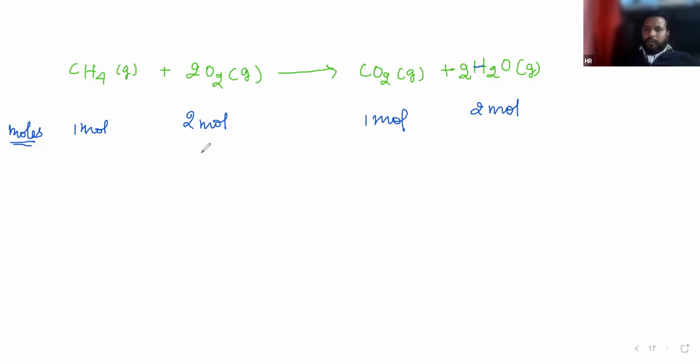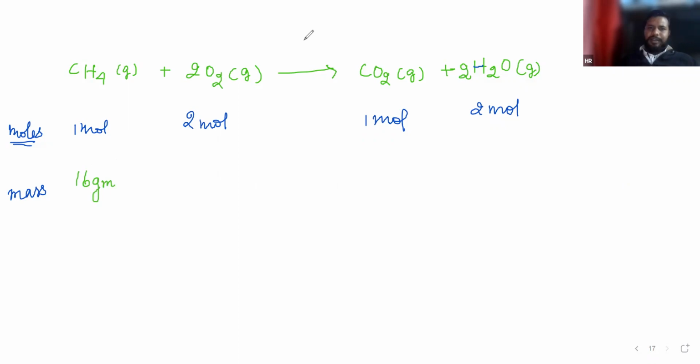Now see, in terms of mole, we have written. Now in terms of mass, just tell me, in 1 mole, how many grams of CH4 are present? It will be equal to its molar mass. You can easily calculate it, Krishna. Yes, sir. It's 16. So you can easily write 16 gram.